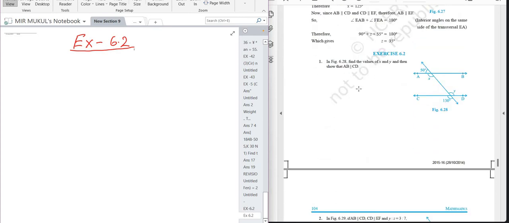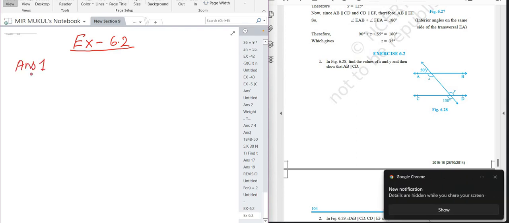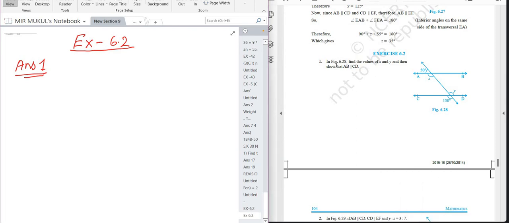Okay. Now see the first question. Answer. So here the question is, in figure 6.28, find the value of x and y and then show that AB is parallel to CD.